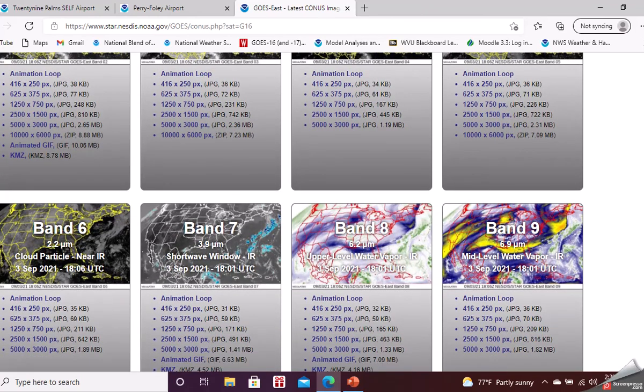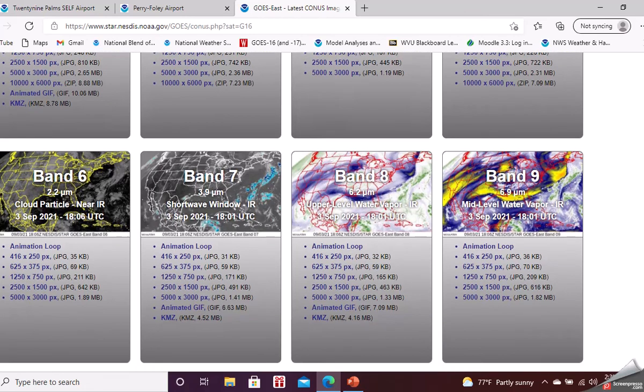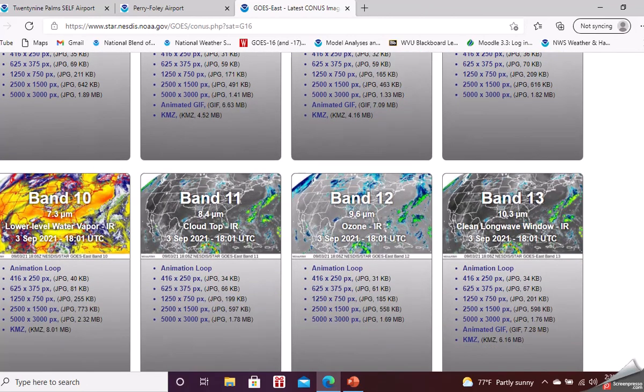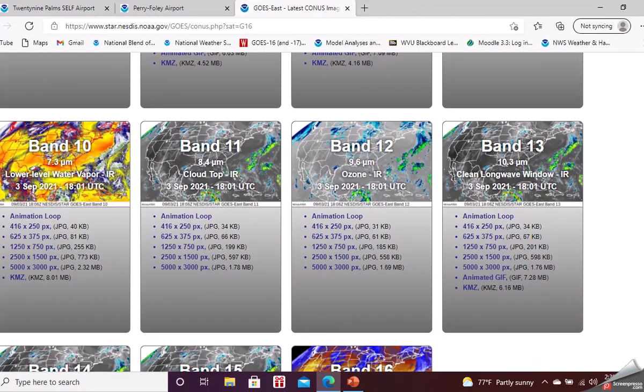And these are all based on different oxygen levels, different carbon dioxide or water vapor levels in the atmosphere that emit infrared radiation at slightly different values, different wavelengths, and it allows you to get a much clearer picture. We can look at low level water vapor versus high level water vapor. I can look at clean long wave, which would basically be all radiation coming out of the Earth. It will show me the highest cloud tops because they're the ones radiating.